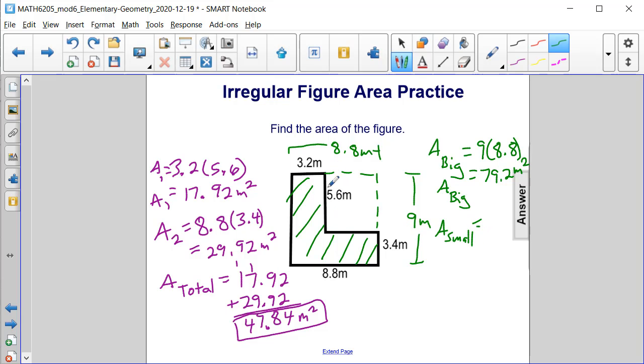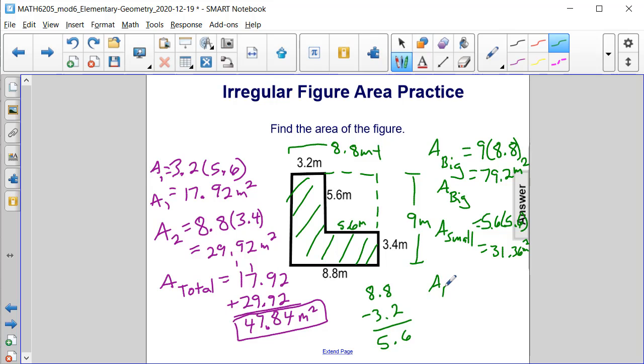So we know one of the values for the small one, its length is 5.6, but then we have to subtract 8.8 and 3.2, and we end up getting 5 and 6/10. So that's this side length also, 5 and 6/10 meters. And if we multiply 5 and 6/10 by 5 and 6/10, we get 31 and 36 hundredths square meters.